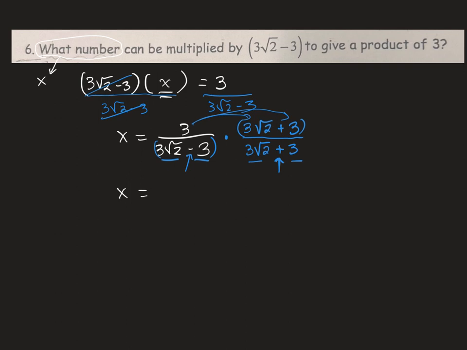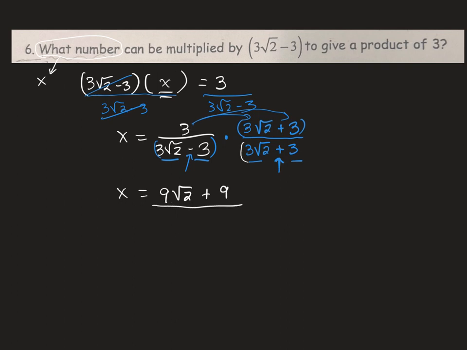Now when we go to multiply this out, we are going to distribute that 3 through in the numerator. So 3 times 3 root 2 would be 9 root 2. You multiply the coefficients, the numbers, and if there was another radical, you'd multiply the radicands, the numbers under the radicals. And then 3 times 3 for the last term would be plus 9.